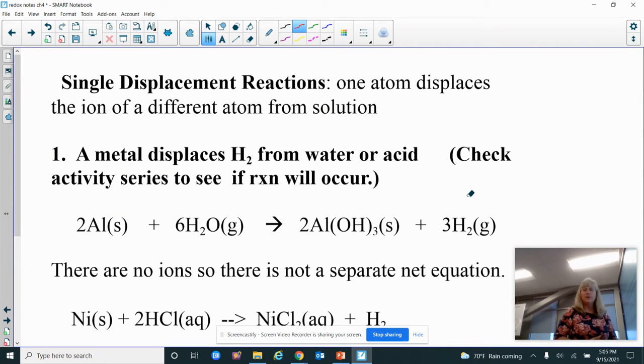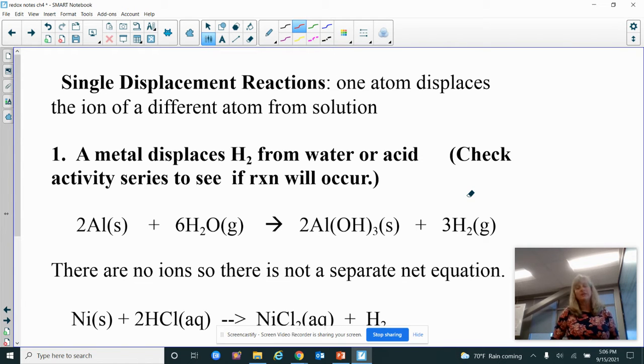All right, well, we're going to talk about the different kinds of reactions. We're going to start with single replacement since we've already talked about double replacement. So, with single replacement, one atom is going to replace or displace the similar type of ion in a different compound. Okay, so an atom is going to replace the ion of a different atom, usually from solution. So the first type, a metal can replace hydrogen from either water or acid.